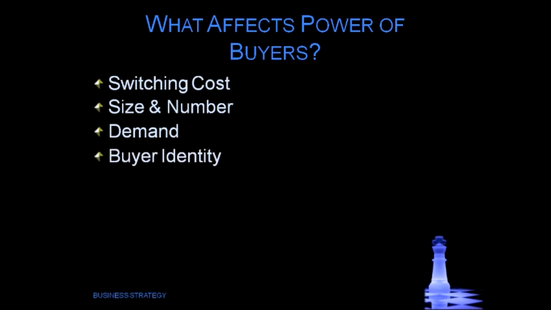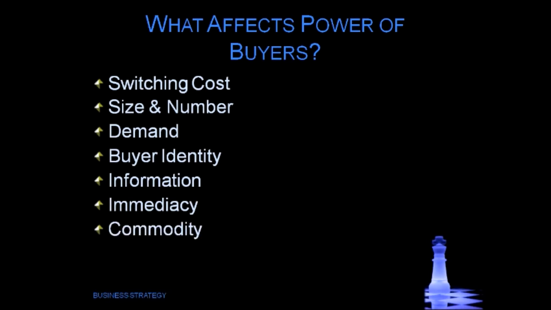Buyer identity. If we want a buyer to be identified with our product, then that increases the power of the buyer. The amount of information that's available also affects power of buyers. The more information, the more power. Immediacy. How quickly does the buyer have to have this product? If the buyer can wait, then his power goes up. But if it's something that has to be had right now, then the power of the buyer goes down. And if it's a commodity, mainly because sugar is sugar, the buyer can go to a different firm.